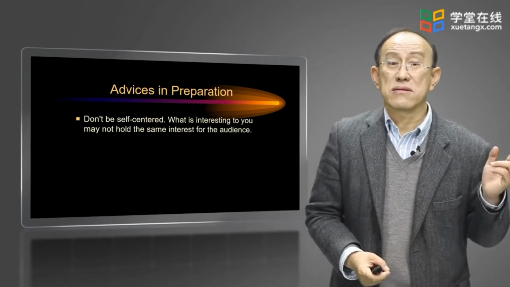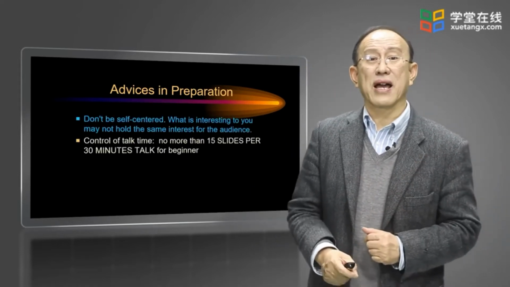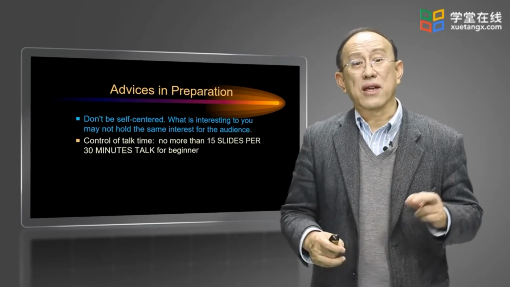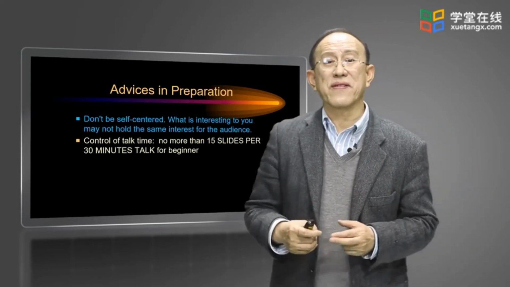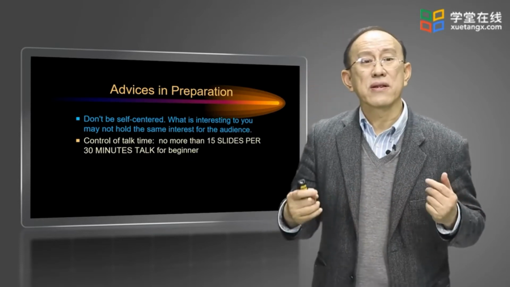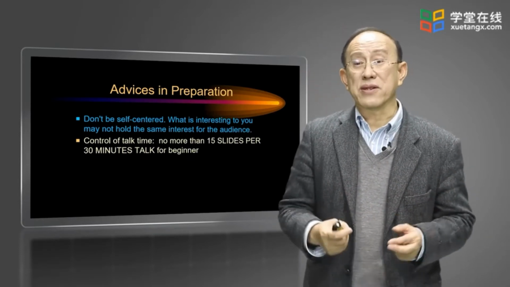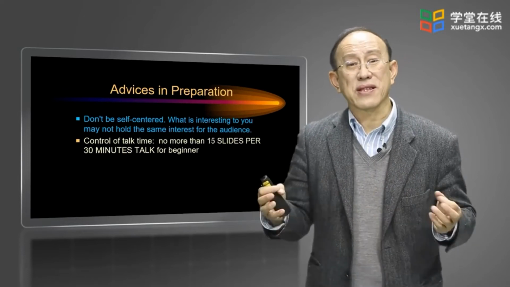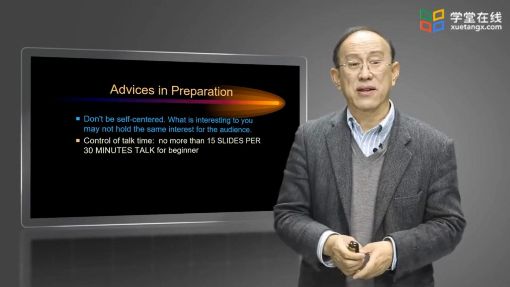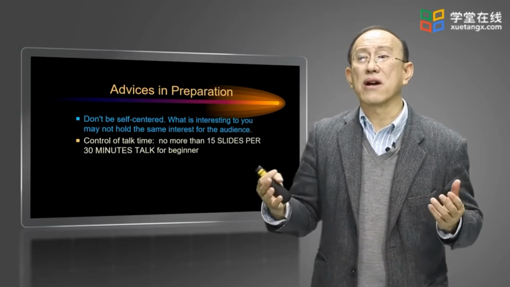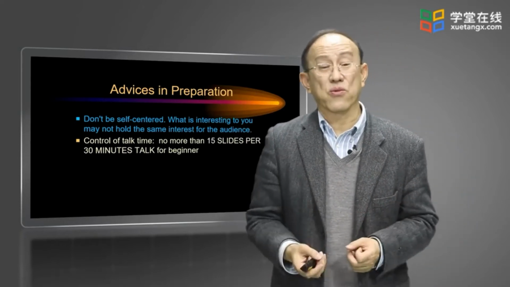And you should control the talk time with the slides. Okay, you should use no more than 15 slides per 30 minutes talk for a beginner. That means do not use too many slides in a short time, because if you change the slides very frequently, that means the audience may not get what you try to say.